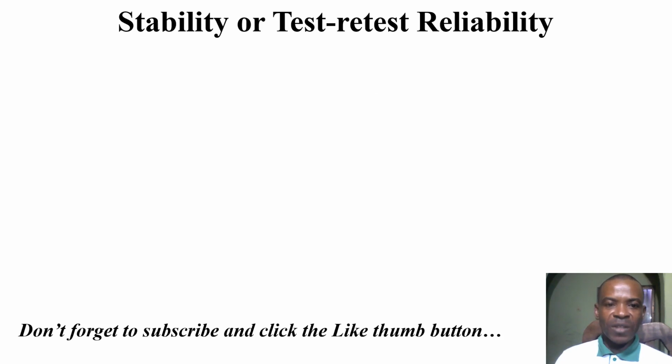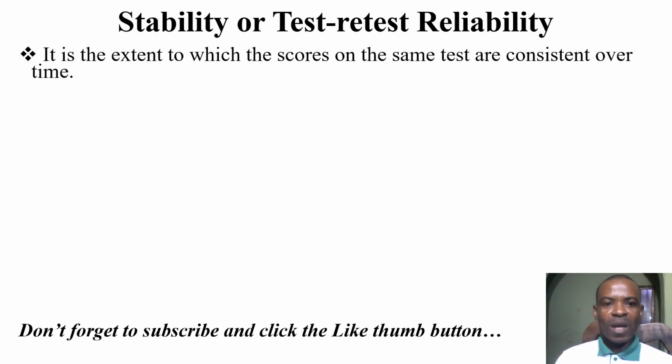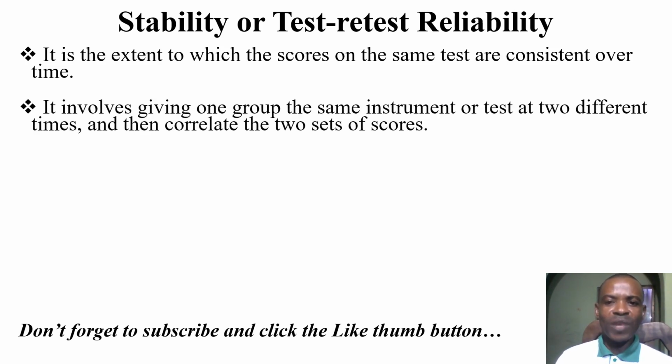Having seen the different types of reliability, let's discuss them one by one. The first one here is the stability form of reliability, which is test-retest reliability. It simply tells us the extent to which the scores on the same test or instrument are consistent over time. That means you are measuring scores of an instrument more than one time.